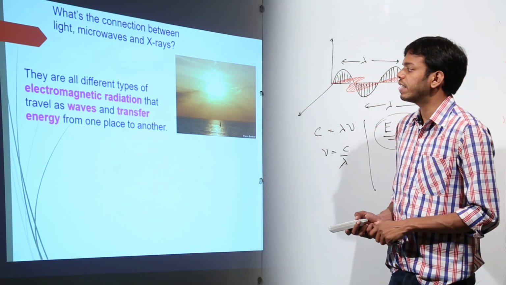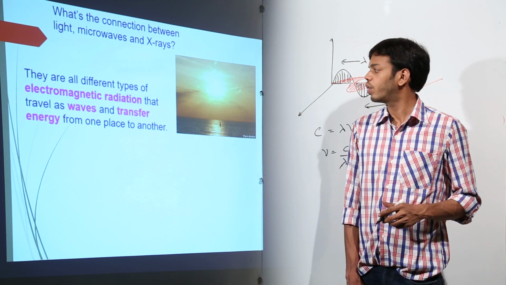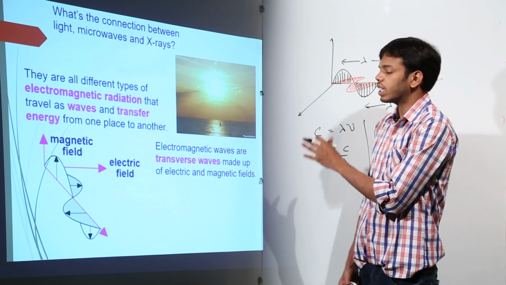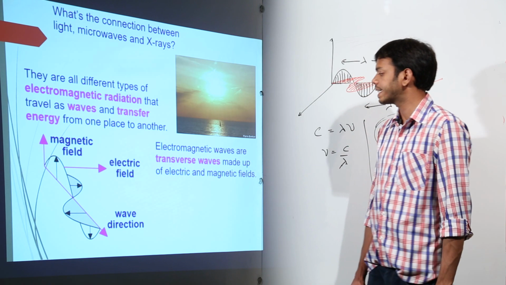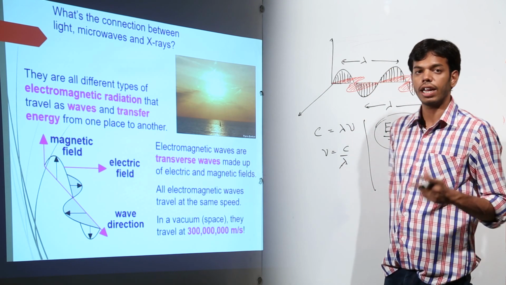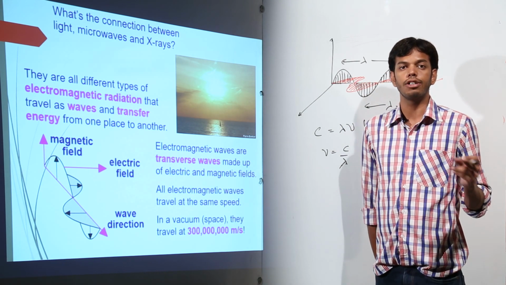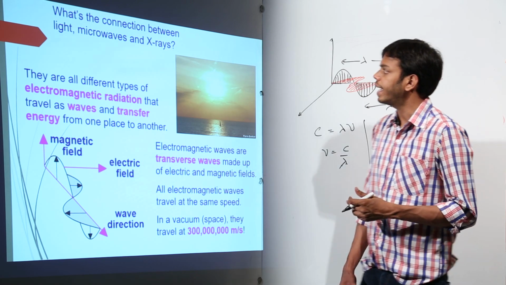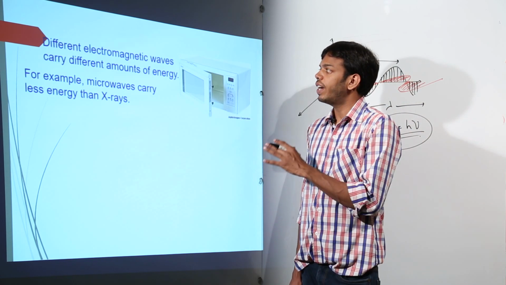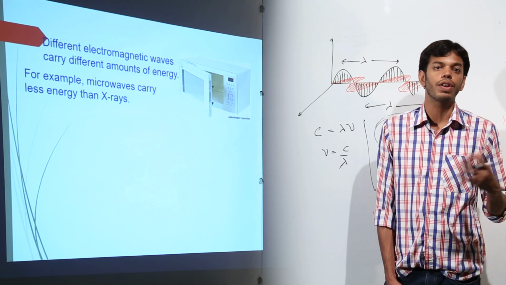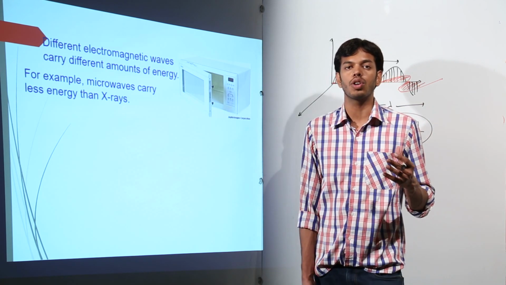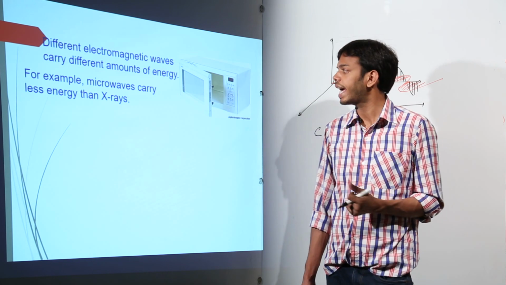Electromagnetic radiation travels as waves and transfers energy from one place to another. Electromagnetic waves are transverse waves made up of both electric and magnetic fields, which we have already discussed. All electromagnetic waves travel at the same speed, which is what? The speed of light, 3 into 10 raised to power 8 meters per second, right? Now, different electromagnetic waves can respond in different ways to different matter. That basically depends on the nature of the medium they come in contact with.